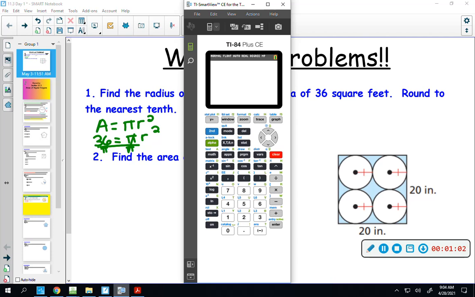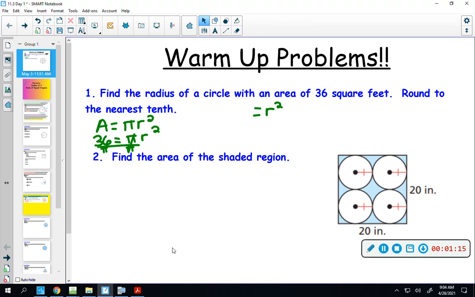Can you just use 3.14? Sure. I like to do it as accurate as possible though, so I'm actually going to use the pi button. So I'm going to pull that up so it does all the value. I'm going to round that to the 10th, so I'm going to go 11.5, give or take.